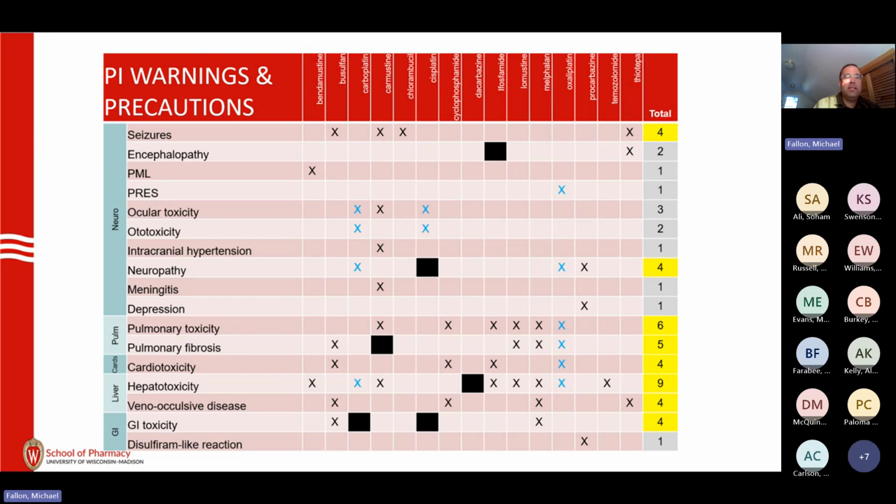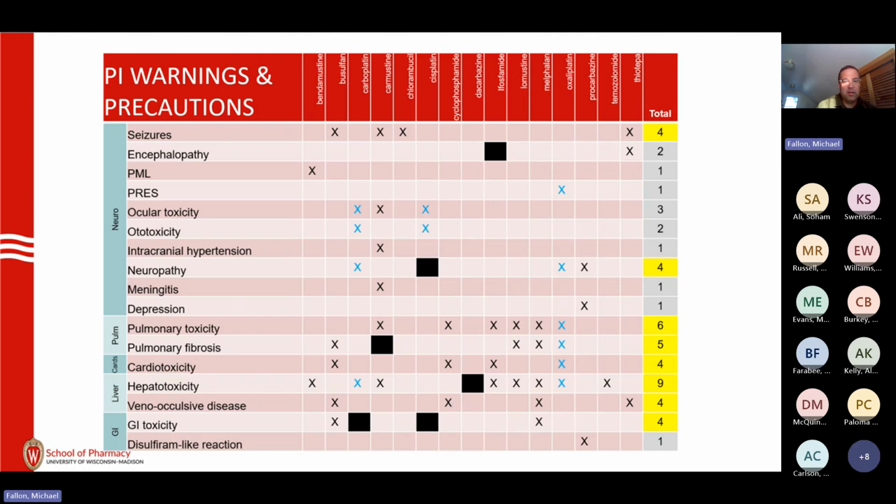Neuro-wise, encephalopathy will hospitalize patients on ifosfamide. Pulmonary toxicity: busulfan is a drug that is directly toxic to the lung and can have long-term impacts on patients.